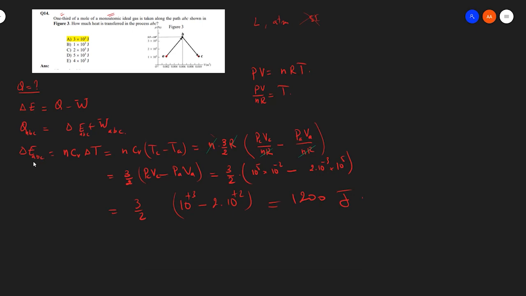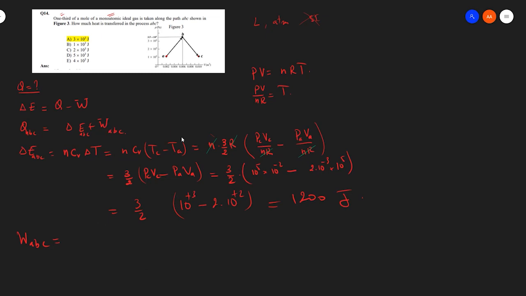So as I said, this one does not depend on the path. So it's N CV. This relation is always valid. Always N CV delta T. Okay. Now for Q, I need W to get this one. W ABC is equal to the area. W depends on the path. Be careful. W depends on the path.